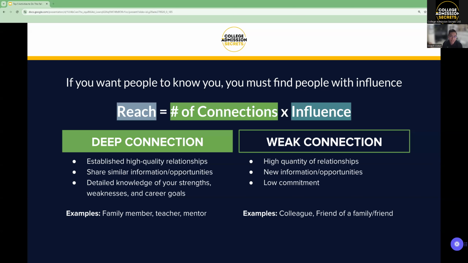And because of that, they have a lot of knowledge on your strengths, your weaknesses, and maybe your career goals as well. The important thing, though, which not a lot of people realize, is the weak connection. Weak connections can actually be very beneficial to helping you. They are a high quantity of relationships, with new information and opportunities, and low commitment.